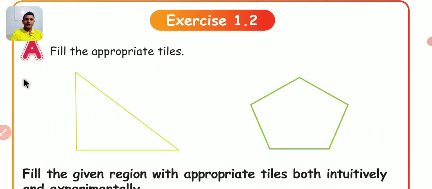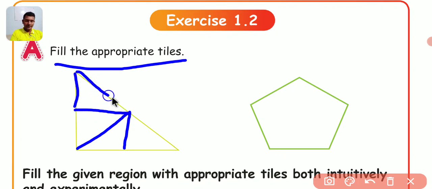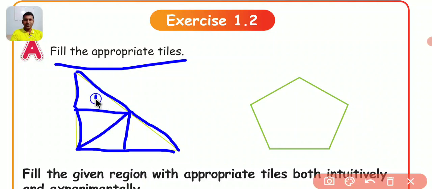Exercise 1.2, fill the appropriate tiles. We can use any tile. I am taking triangle. You see this part, what is this? Triangle. You see this part, what is this? Triangle. You see this, what is this? Triangle. What is this? Triangle. I am filling this shape by using 1, 2, 3, 4 triangles. In the same way here also we can fill.